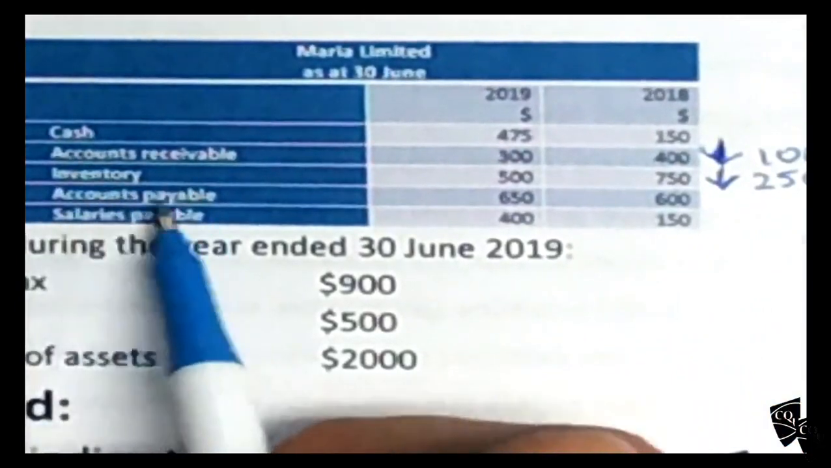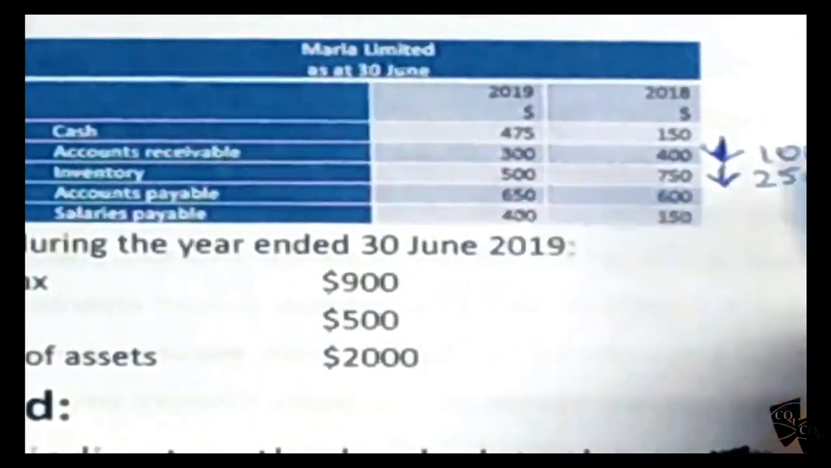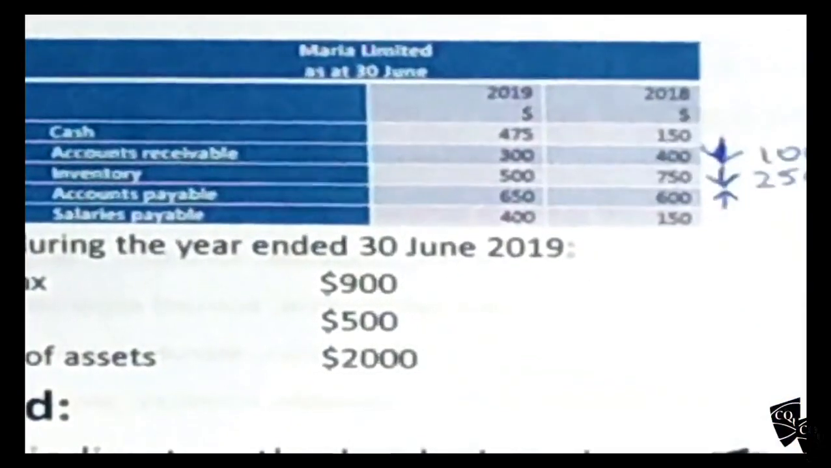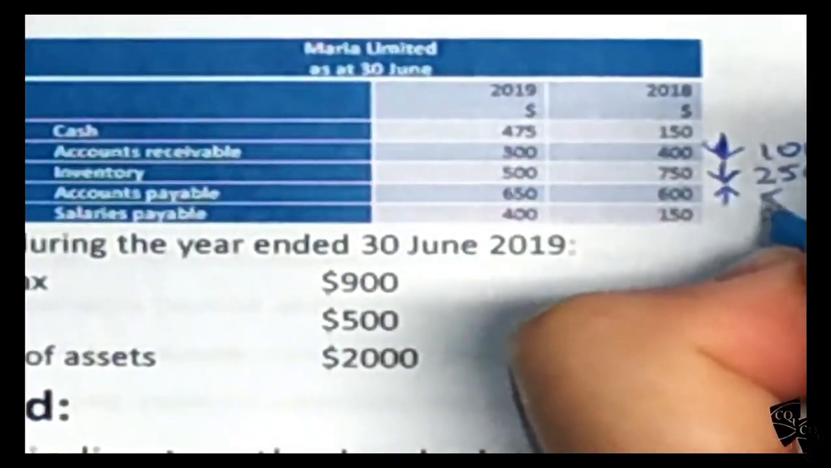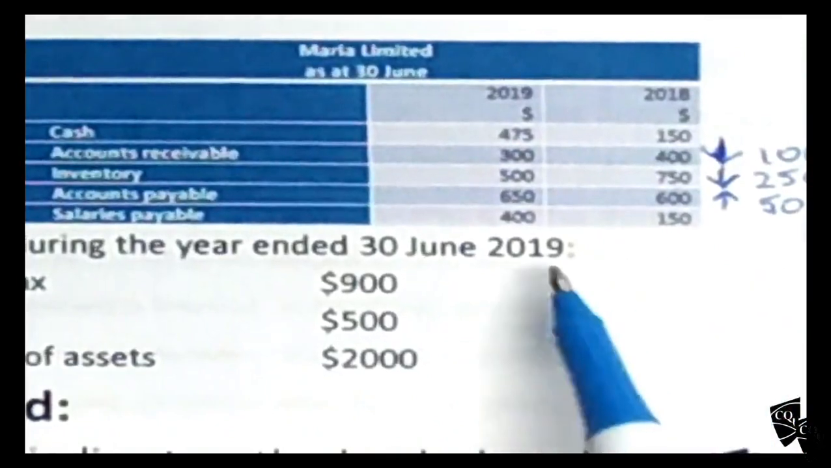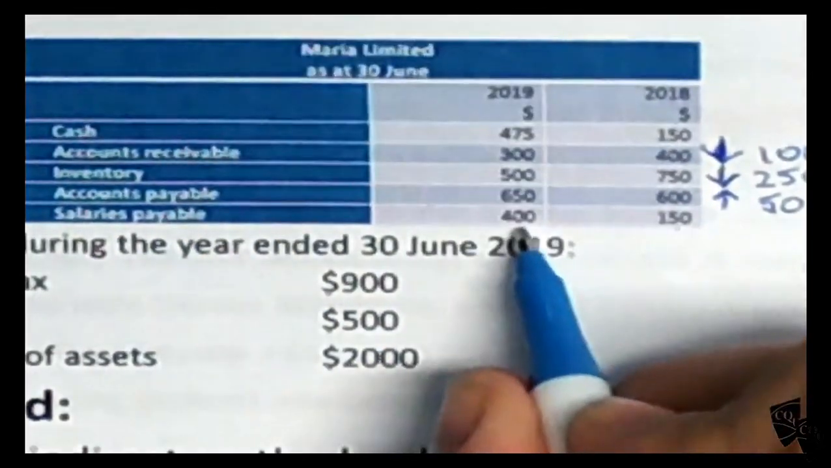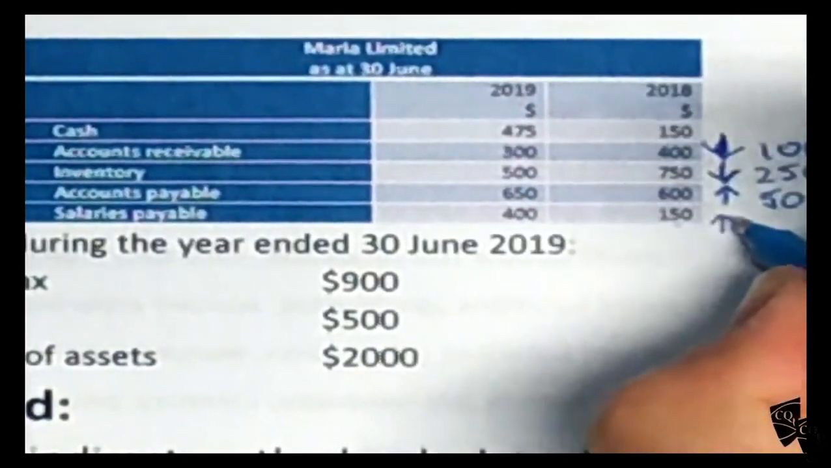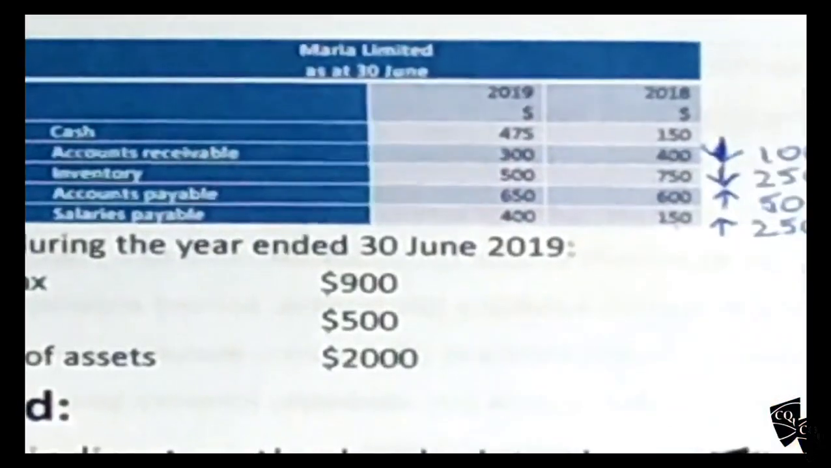Let's look at accounts payable, all right? So we started off with 600. We've actually got 650. So in this case, it's an increase. So draw a little up arrow for increase, and it's increased by $50. And then salaries payable, we started off with 150. We've now got 400. So it's also an increase, and it's an increase of 250.